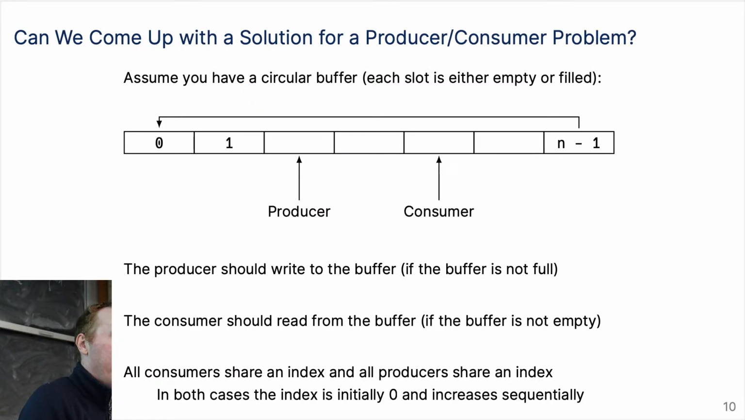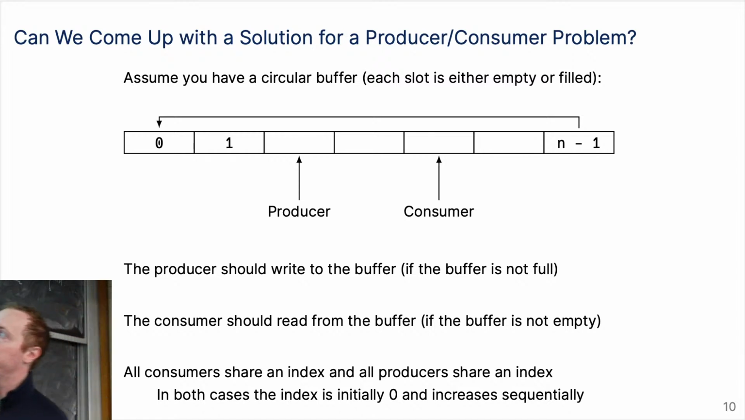But can we come up with a solution to a bigger problem? So this is for a producer and consumer. So assume you have a circular buffer where each slot is either empty or filled with some data. We don't really care what it is right now. And then the producer should be the only one to write to the buffer if the buffer is not full. And the consumer should read from the buffer as long as the buffer is not empty. And then all consumers will just share an index and all producers will share an index, and initially they are 0 and the buffer is completely empty.